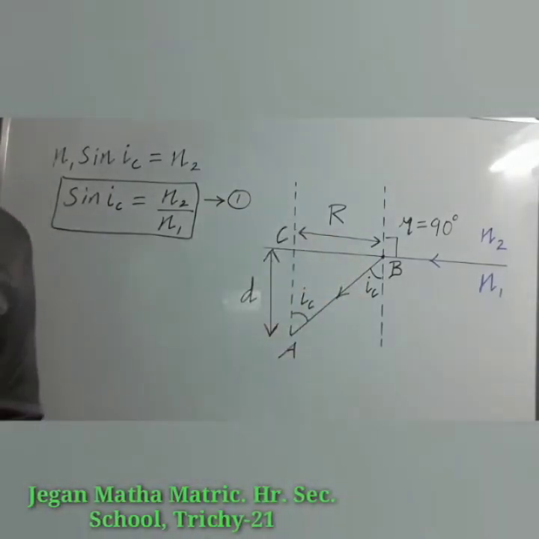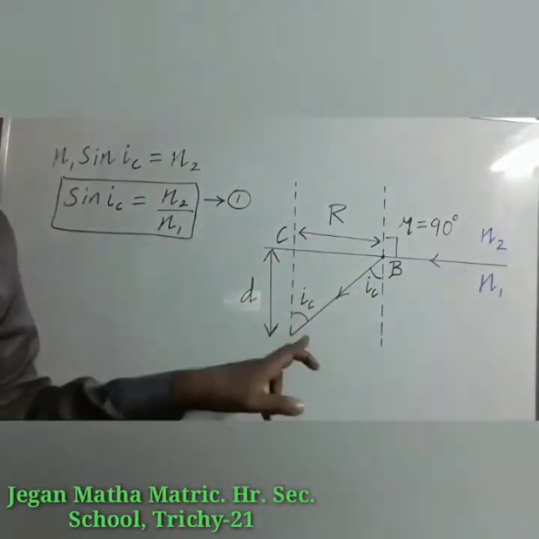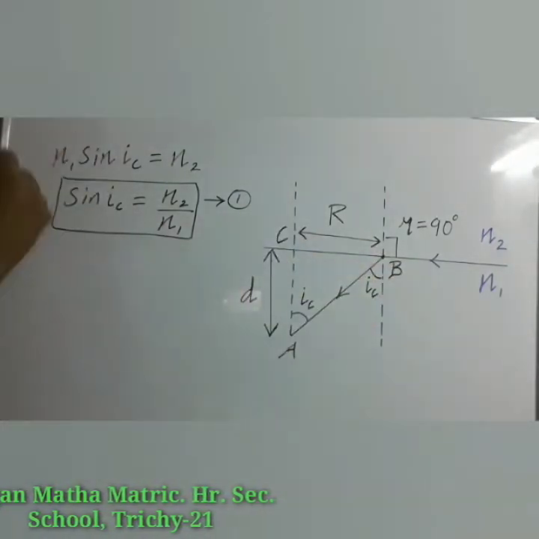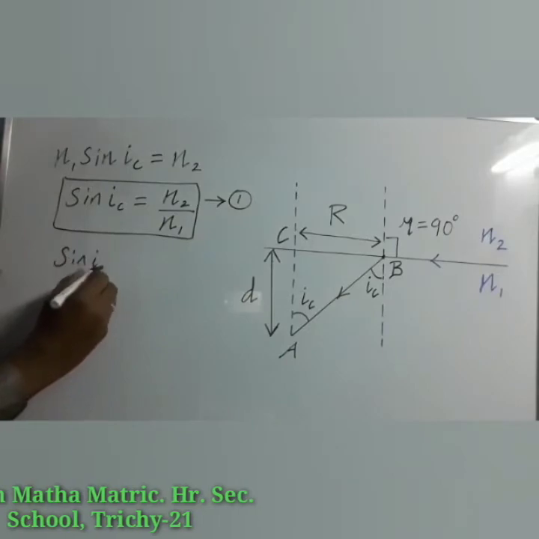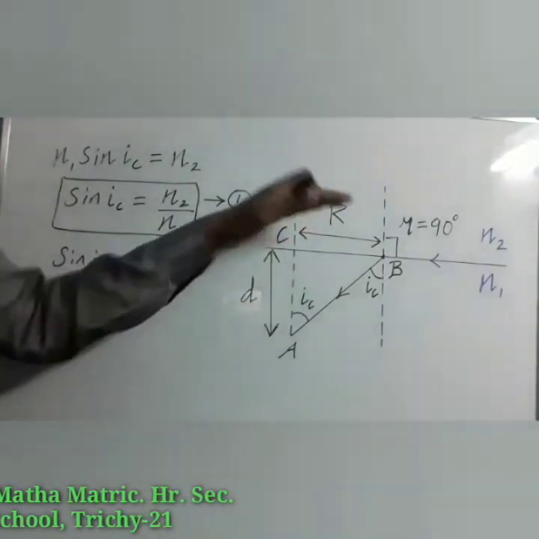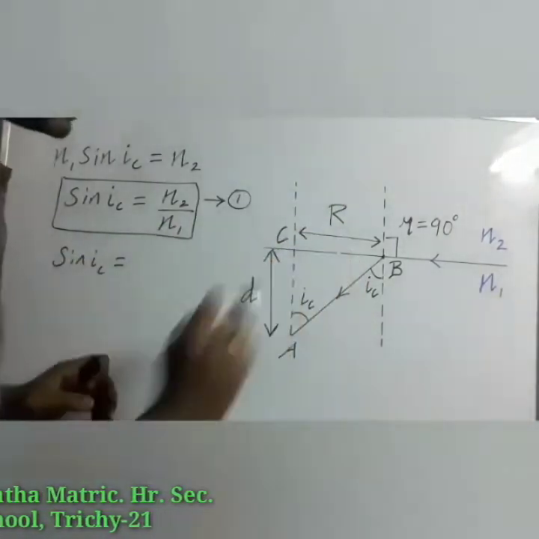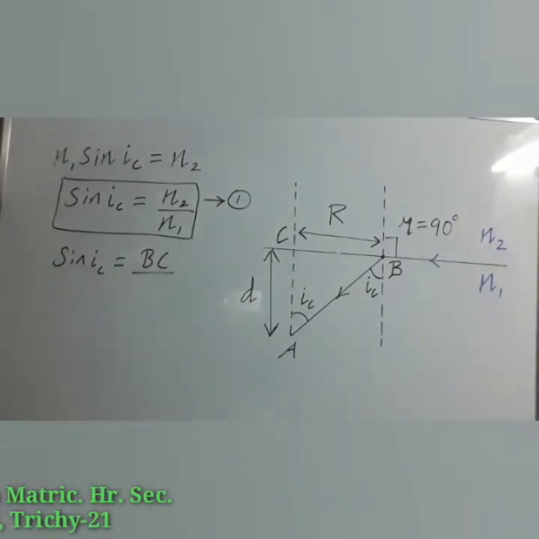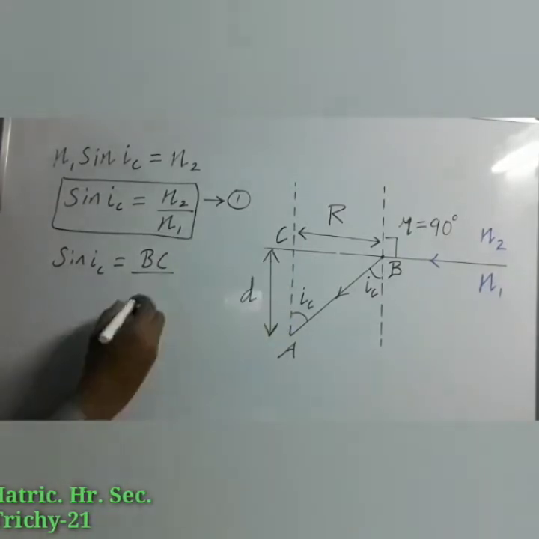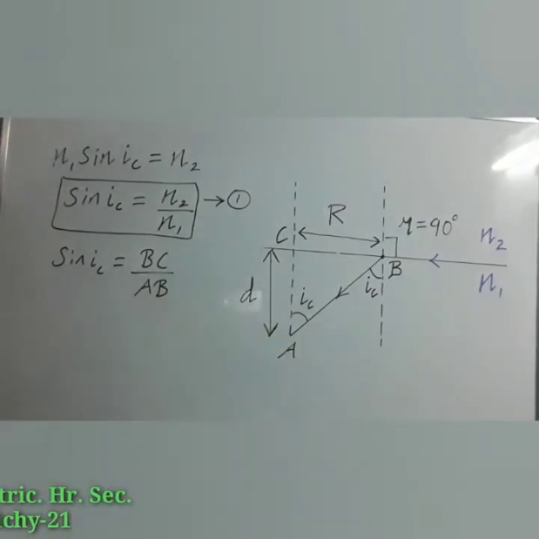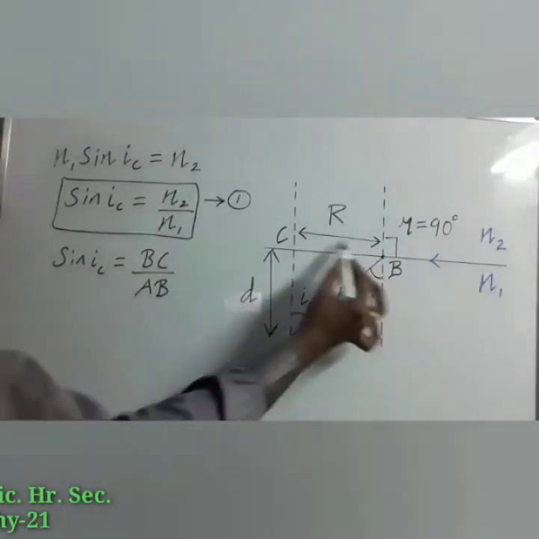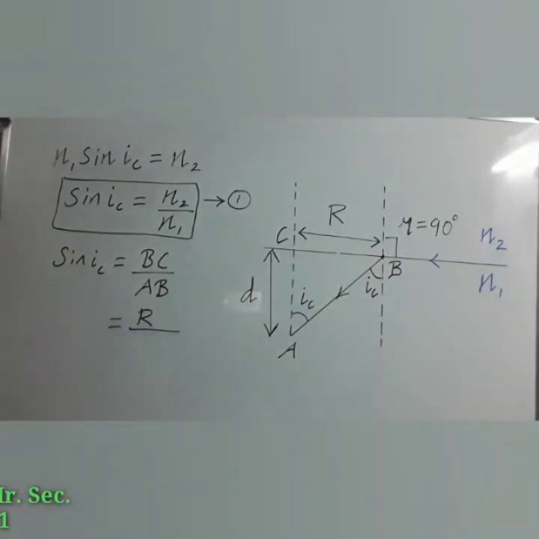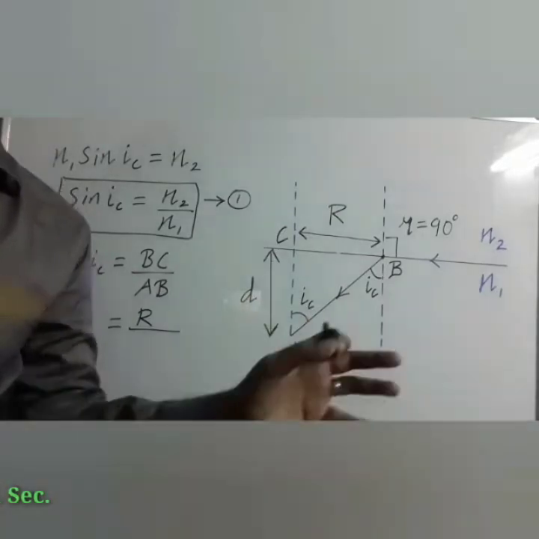In the diagram, from the right angle triangle ABC, what will be the value of sin IC? Same sin IC. From the diagram, opposite side by hypotenuse. What is the opposite side? BC, by, what is the hypotenuse value? AB. CB is nothing but the radius of illumination, the radius of Snell's window. That only we are going to find.